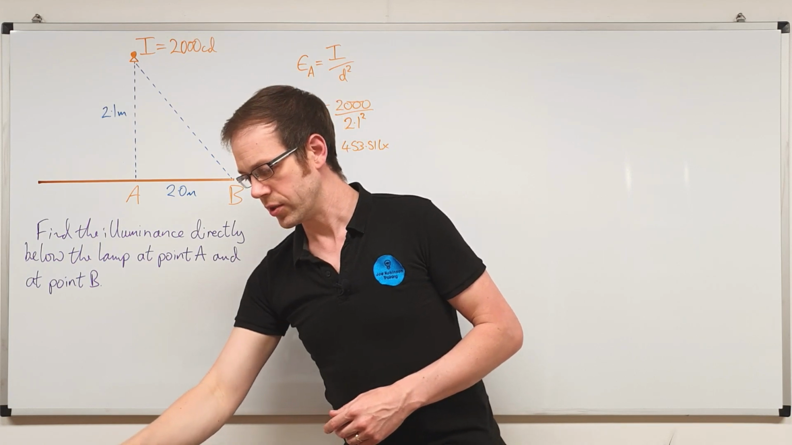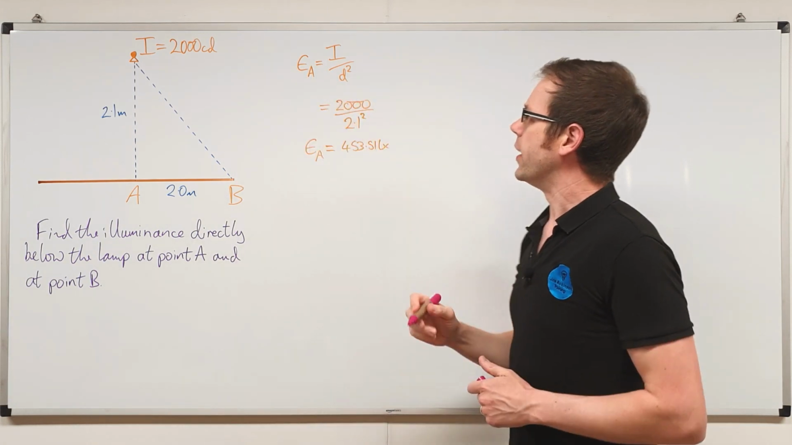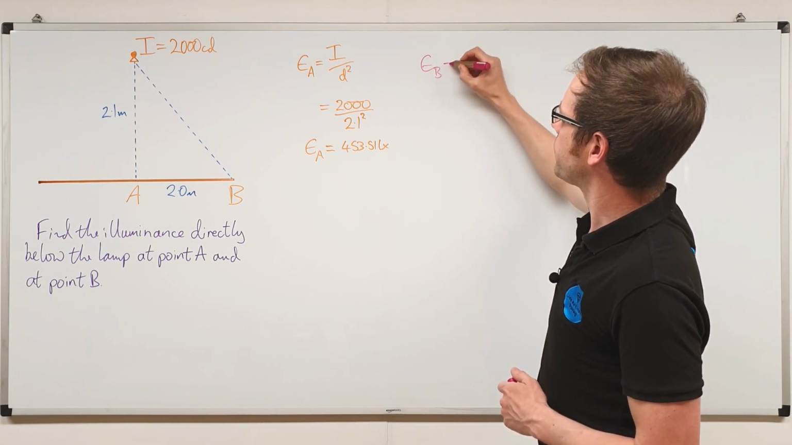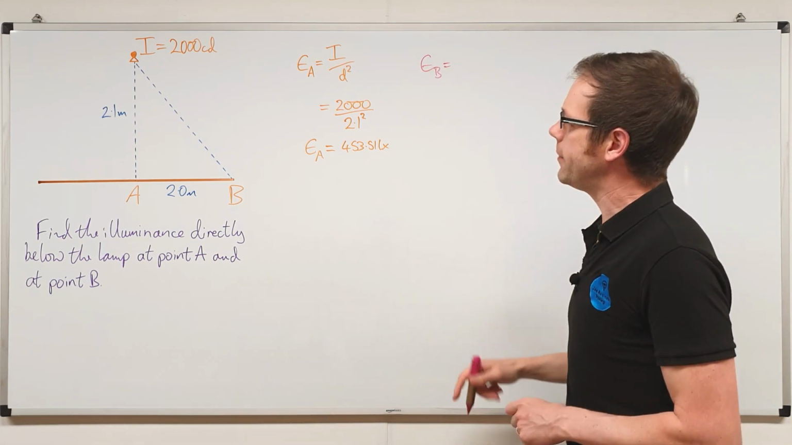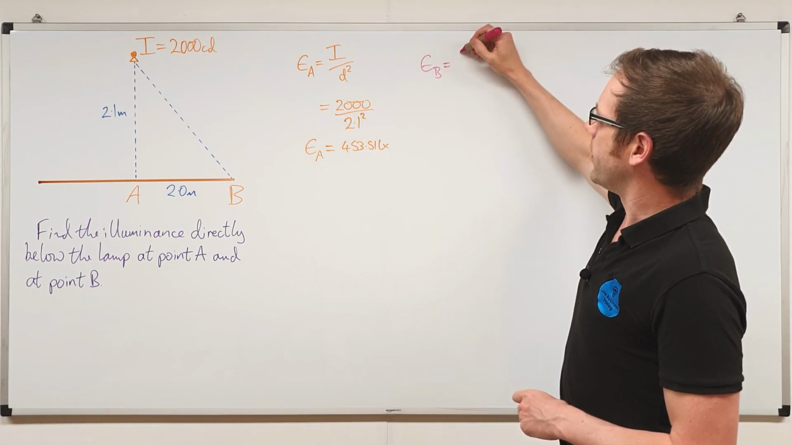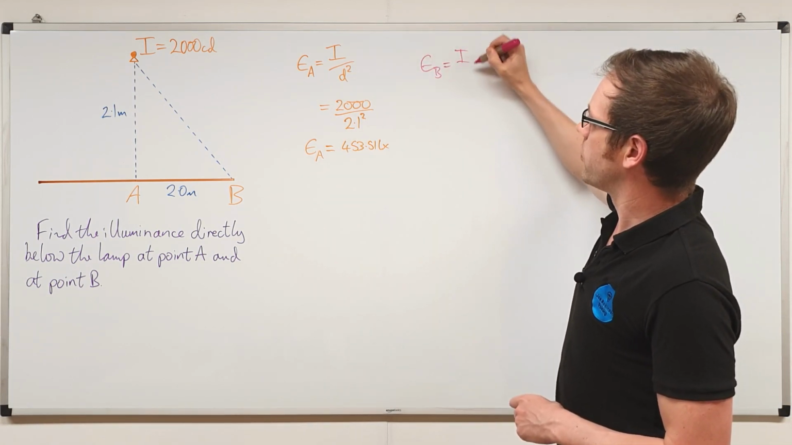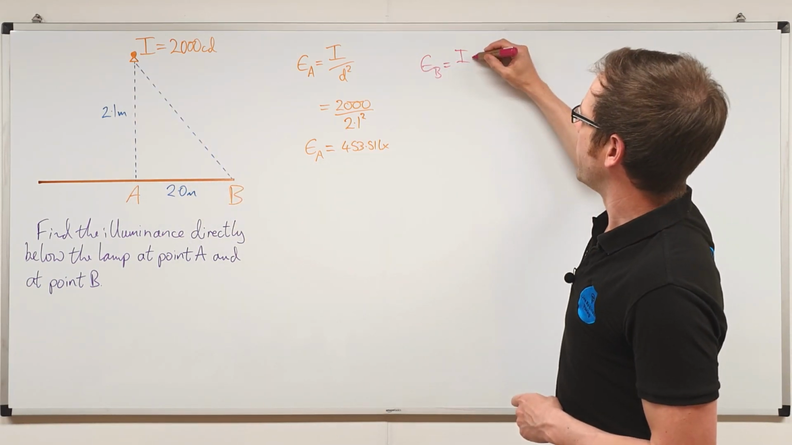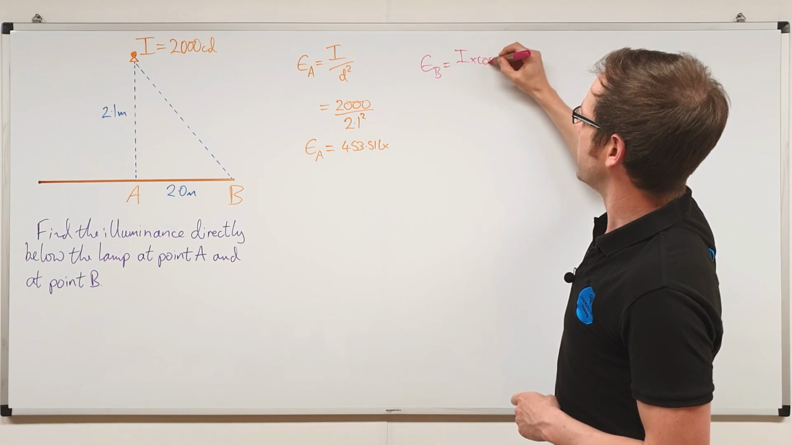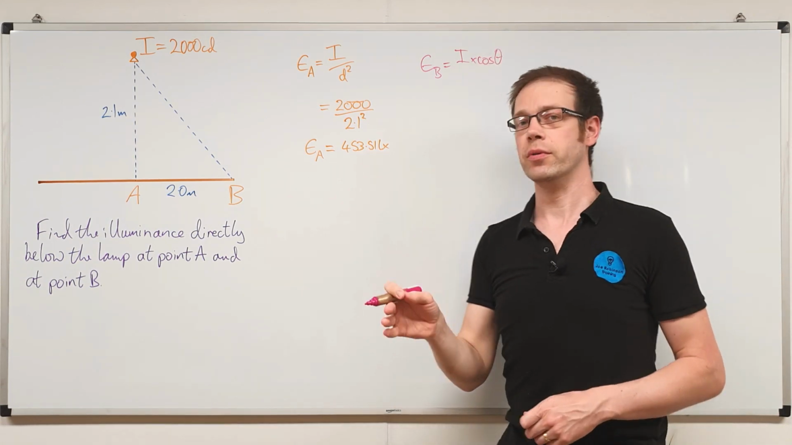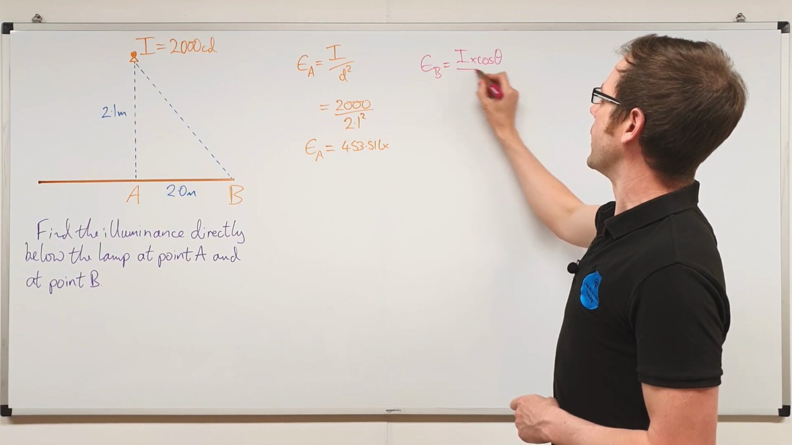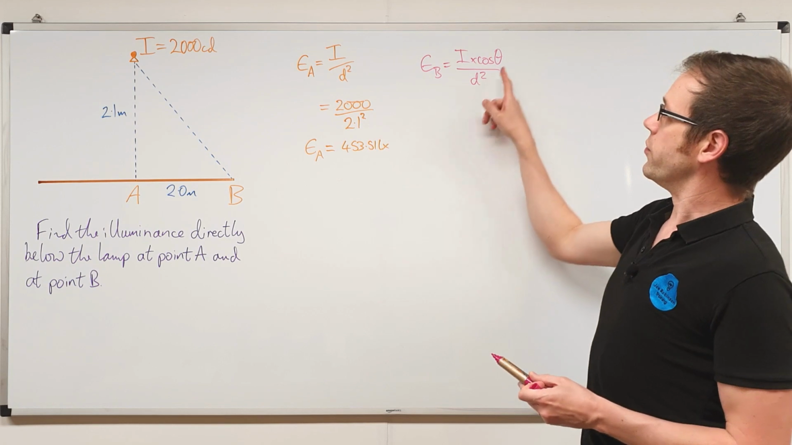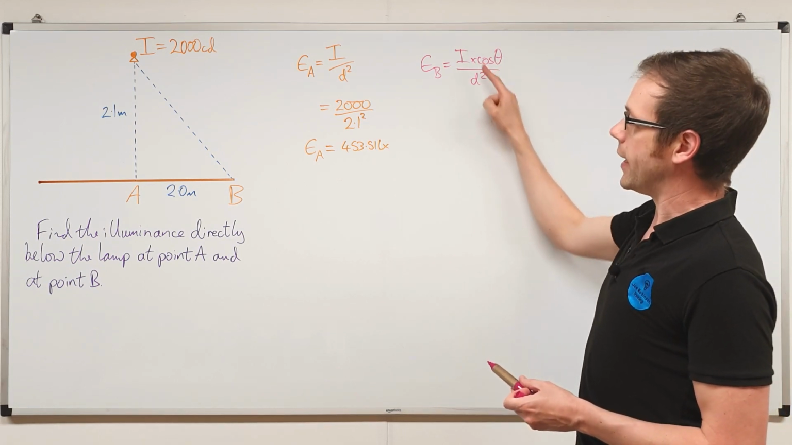I'll change my pen colour just so we can keep it fresh. We're going to try and figure out what the illuminance is now at point B. So the illuminance at point B is I, and because we're now shining the light at an angle down here, that is I times cos theta. So this is the cosine rule for lighting that we're looking at here. And again, we're going to divide that by D squared. So almost the same calculation again. We've just factored in this cos theta, the angle.